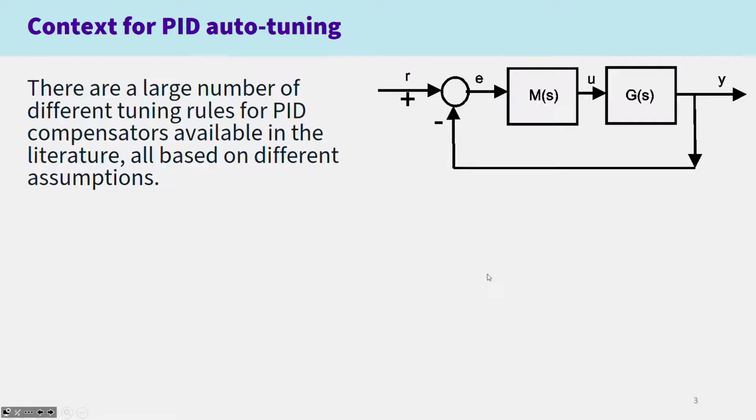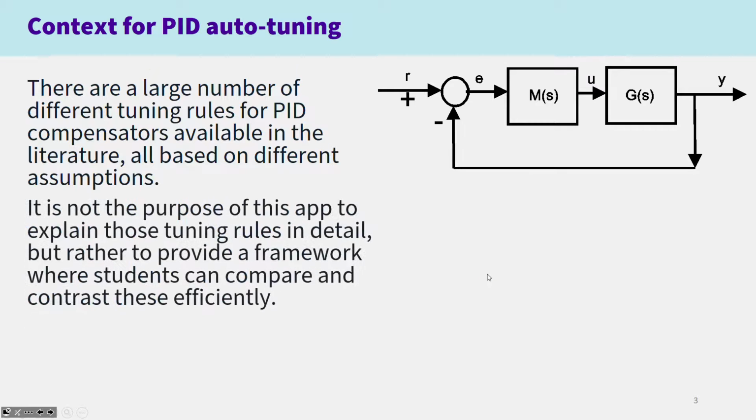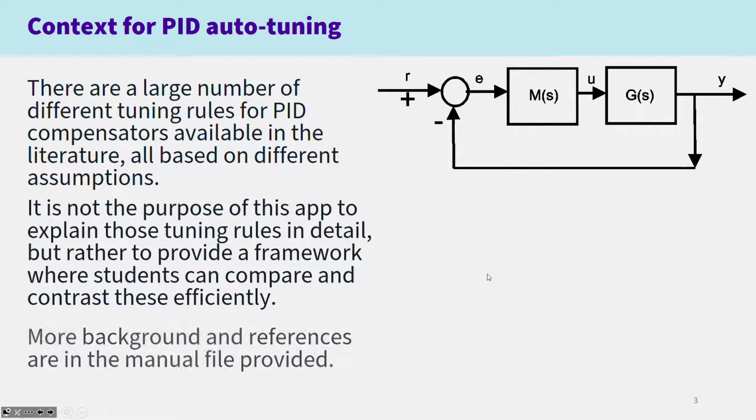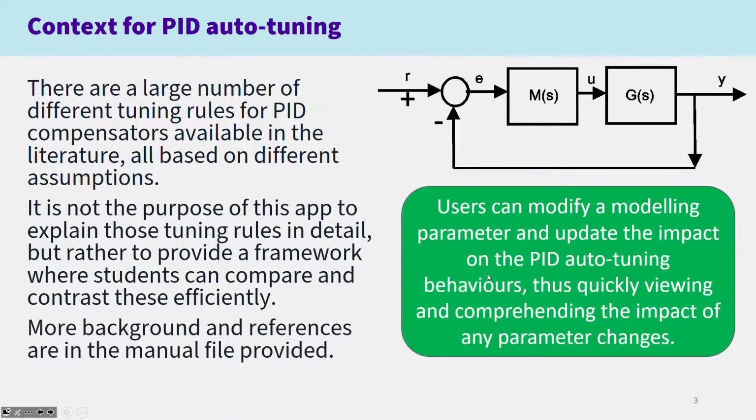There are a large number of different tuning rules for PID compensators available in the literature, and they're all based on slightly different assumptions, though similar. It's not the purpose of this app to explain those tuning rules in detail, but rather to provide a framework where students can compare and contrast them efficiently, so they can look and say, oh, there's method A and method B. How do the behaviours vary depending on which method I choose? There's a lot more background and references provided in the manual file, which opens automatically when you run the app.